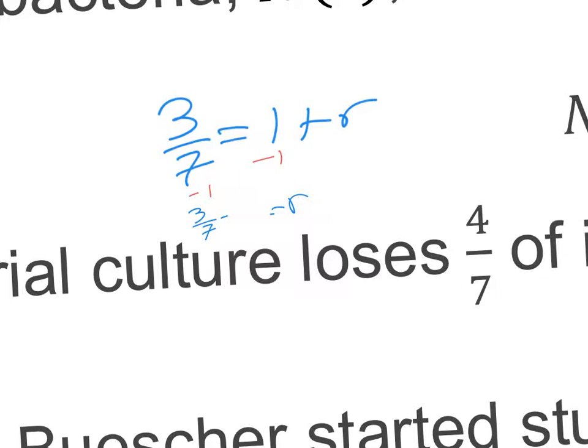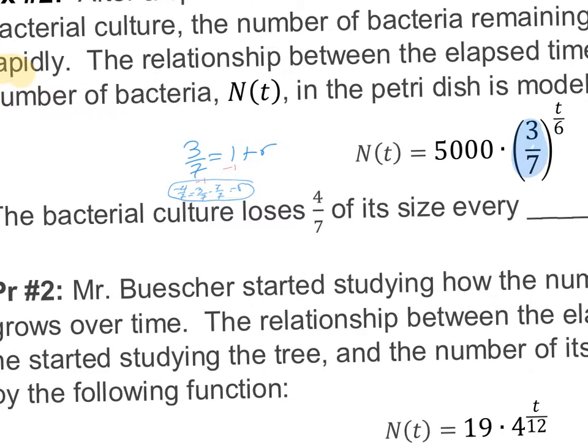But instead of putting minus 1 there, I'm going to put 7 over 7. Okay. Well, 3 minus 7, that's -4. So we got -4/7. Okay, so our R is -4/7. Now, that's why it says that it loses 4/7 of its size. Okay, so this is representing that one change right here. This is 1 minus 4/7. That's how they got this part, because it's losing 4/7.